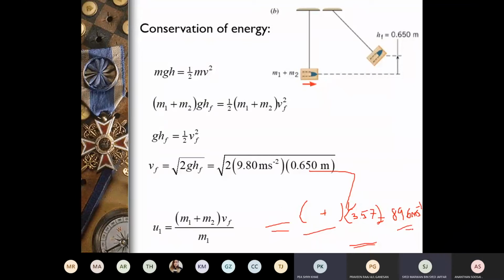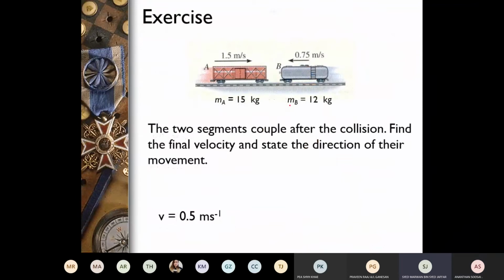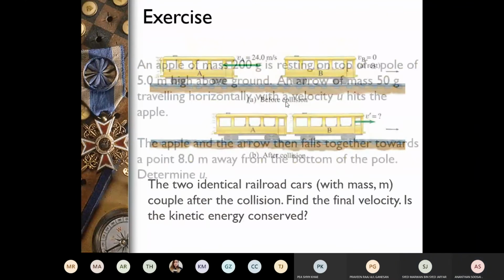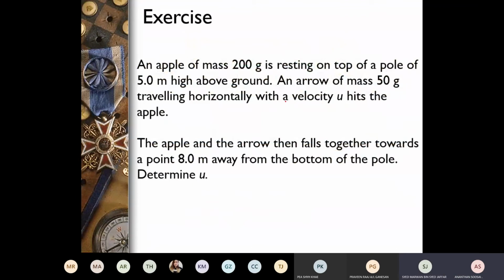Okay, so conservation of energy and momentum to be used here. Okay. So find the final velocity of the arm movement. This is an easy question. You can give a try. This question, what's the answer? One minute for you. Give me the answer.